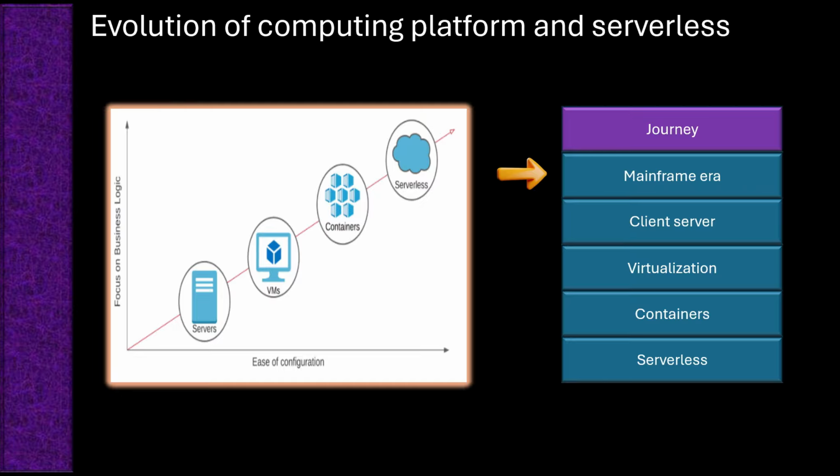But scaling, forget about it. You needed more hardware and more money. So flexibility wasn't their strong suit.